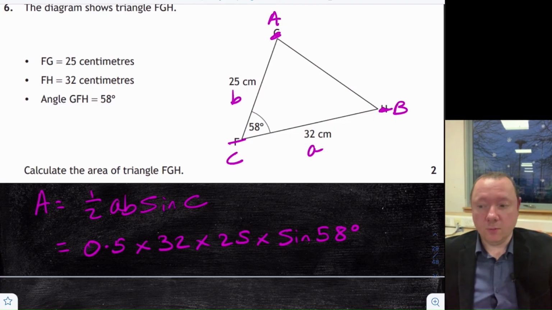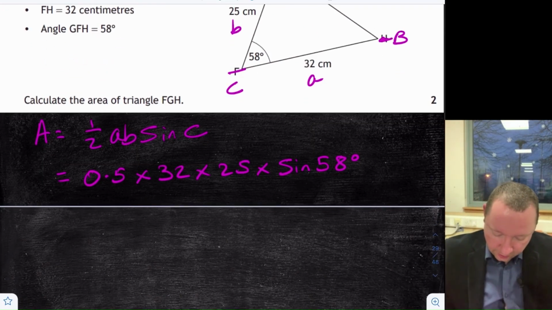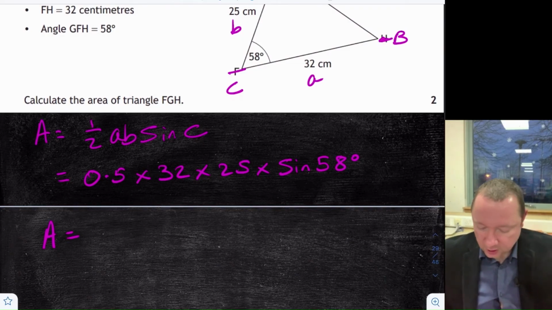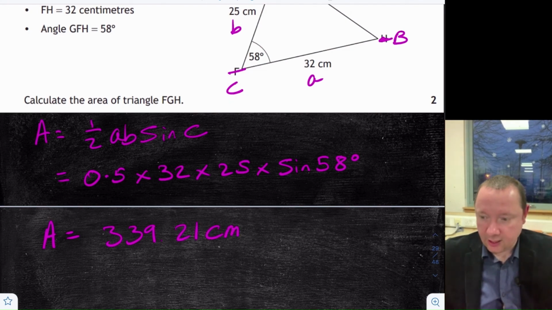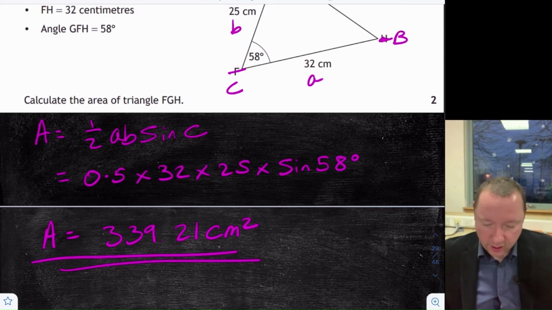We get a mark for substitution, it's worth 2 marks, and then a mark for a final answer using a calculator. If we type 0.5 times 32 times 25 times the sine of 58, making sure we've got degrees, we get 339.21 square centimetres. 339 would be an acceptable answer, or 339.2 or 339.21.